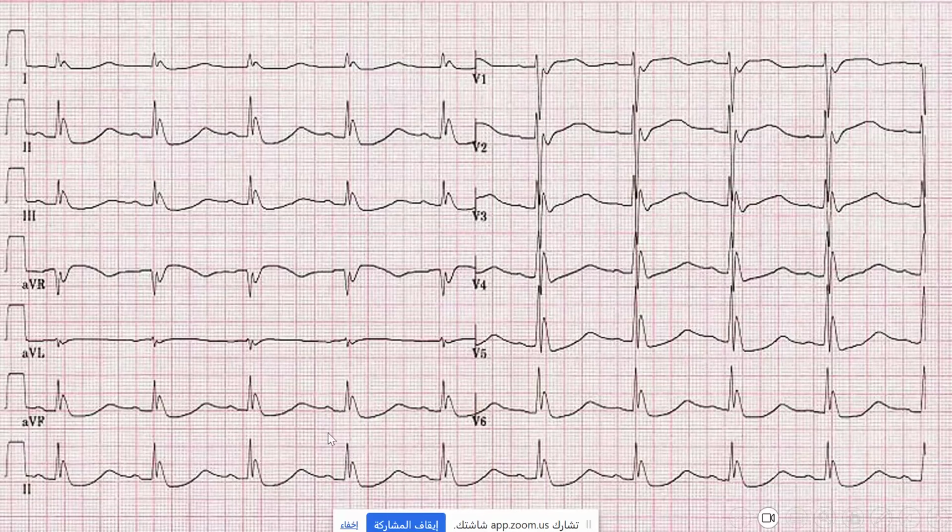What is this, from here to here? Depression of... No. The QT interval is short or long? Long. So very long QT. So sinus bradycardia, first degree AV block, Osborne wave, long QT interval equals hypothermia. Hypothermia. Excellent, all. Excellent.